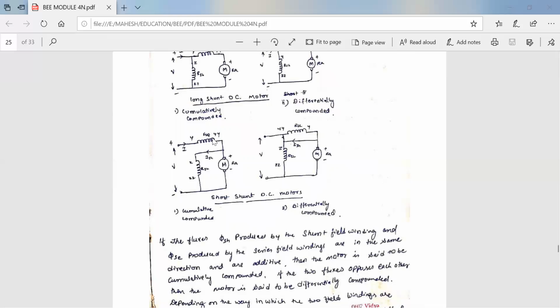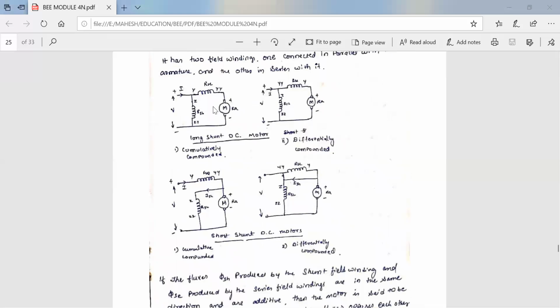Based on how we connect the field winding, there are long shunt and short shunt connections. If the shunt field winding is connected in parallel with both the series field winding and the armature, we call it a long shunt DC motor. It may be either cumulative or differential. The shunt field winding is in parallel with both the series field winding and the armature, so we call it a long shunt motor.